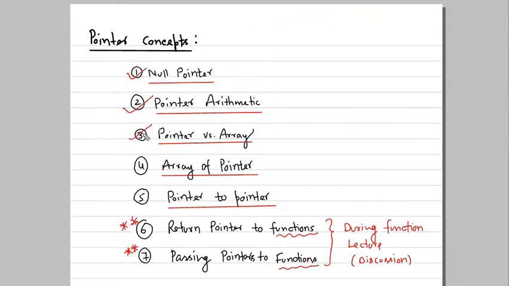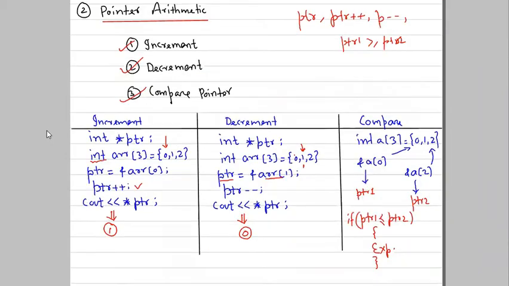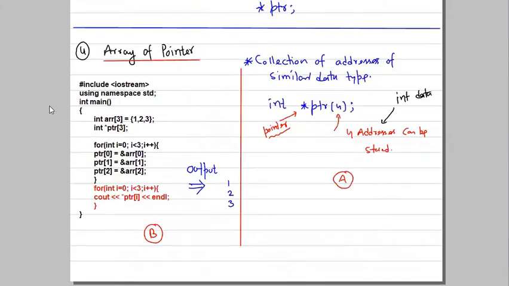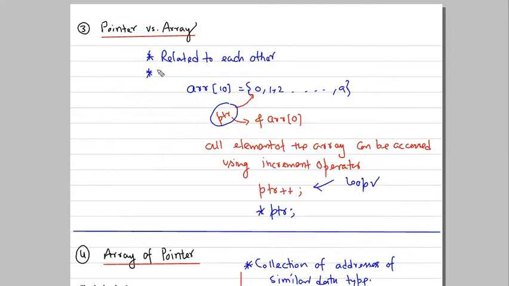The next point is pointer versus array. In case of pointer versus array, pointer and array are related to each other. How? This is the way. Let's say we have an array of 10. It means we have elements 0 to 9. In this example, we are saying elements 0, 1, 2, 3 till 9 are stored in the array of 10 elements. Let's say we have stored the first element's address into the ptr.